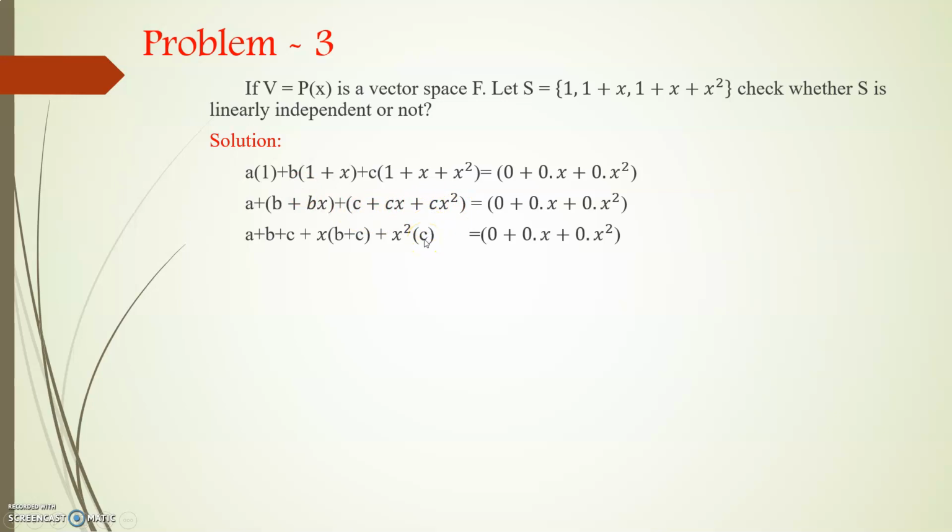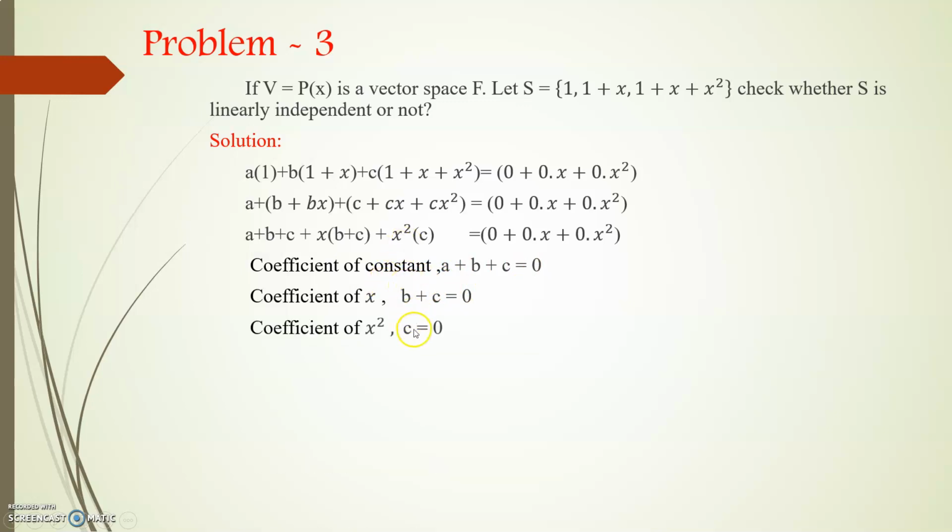Now equating the coefficient of the constant term: a + b + c = 0. Then equating the x term: b + c = 0. Now equating the x² term: c = 0. If c = 0, substituting here we get b is also equal to 0. If b and c are 0, substituting in the first equation, a is also 0.